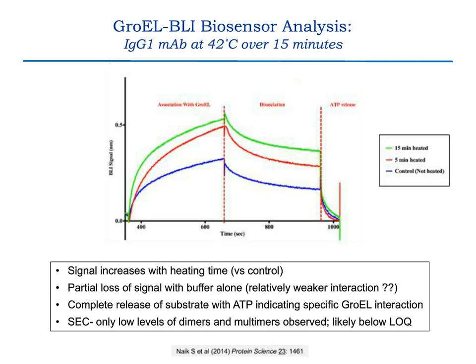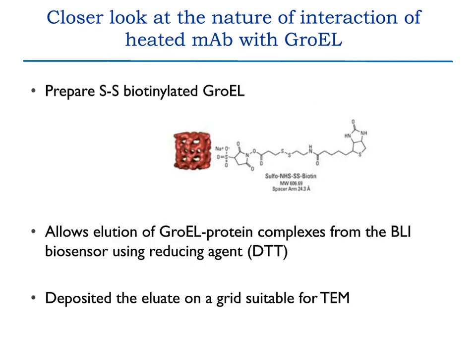As a final experiment that I want to highlight for today, we can also take a biotinylating agent that has a disulfide bond in it, and we can link the GroEL to the streptavidin tip of the BLI through a reagent that has a disulfide bond in it. So in this case, we could elute the GroEL protein complex from BLI by adding a reducing agent. We could collect that complex and look at it by TEM.